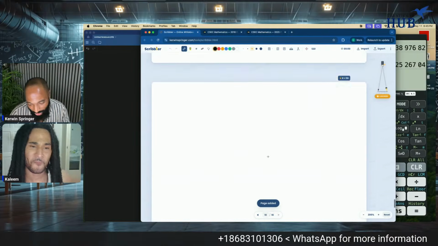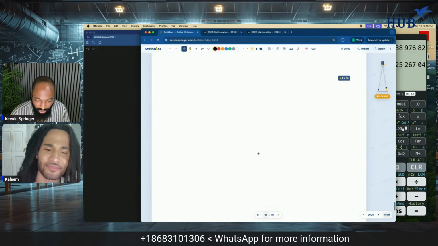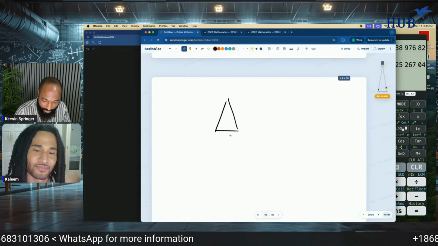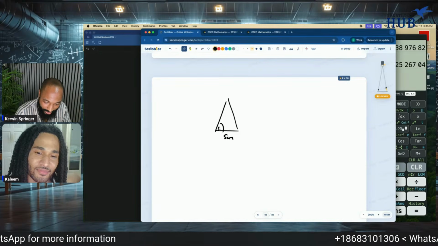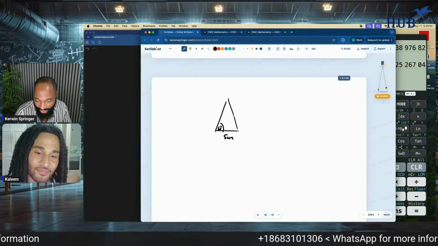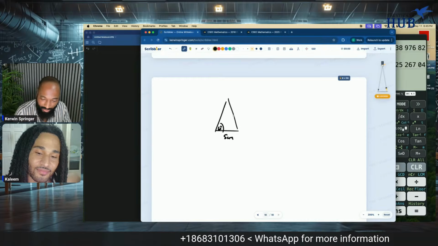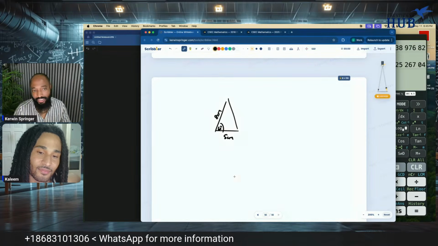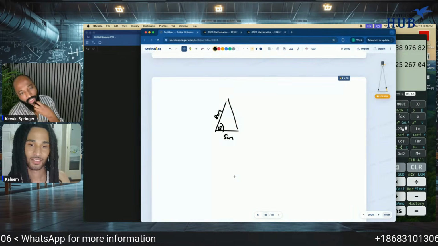I'm going to do one from scratch. Let's say I have to construct a triangle that's 5 centimeters this way, 60 degrees this way, and maybe 8 centimeters this way. Everybody start it up. See if you can do this. You remember how to construct the 60?